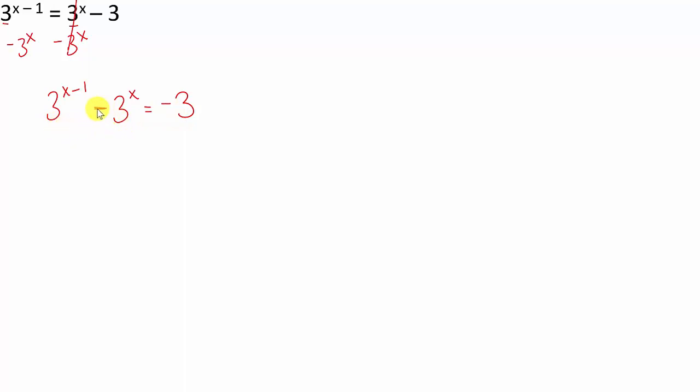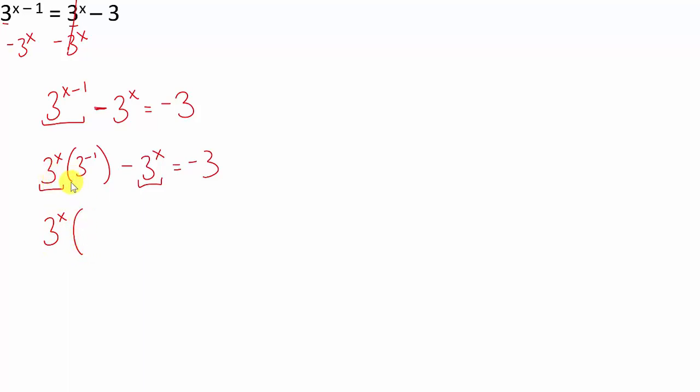Okay, this is subtraction. So I can't put these together like they are right now. I can't add the powers because it's not multiplication. But I can break this one apart. I can break that into 3 to the power of x times 3 to the power of negative 1. And so now, since this and this is the same, I can take that out as a greatest common factor.